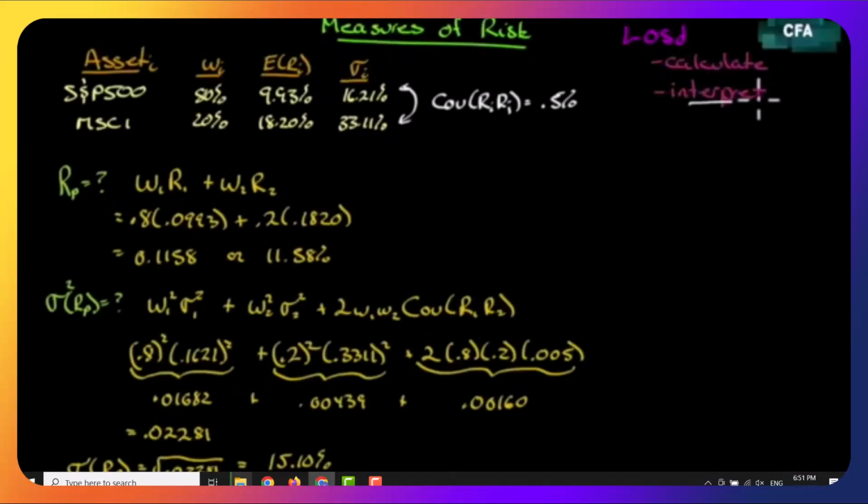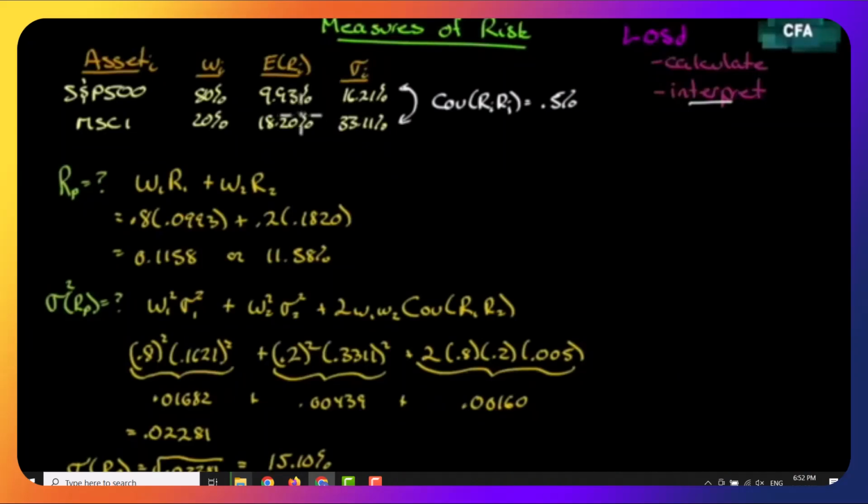Let's do the next part, which is interpret. What have we got here? Well, let's just look at the S&P 500, and let's say that we were going to make an investment in the S&P 500, 100%. What would we experience? What are the characteristics of this asset? Well, remember, we can describe every financial asset in terms of two things, return and risk. Return 9.93, risk 16.21%.